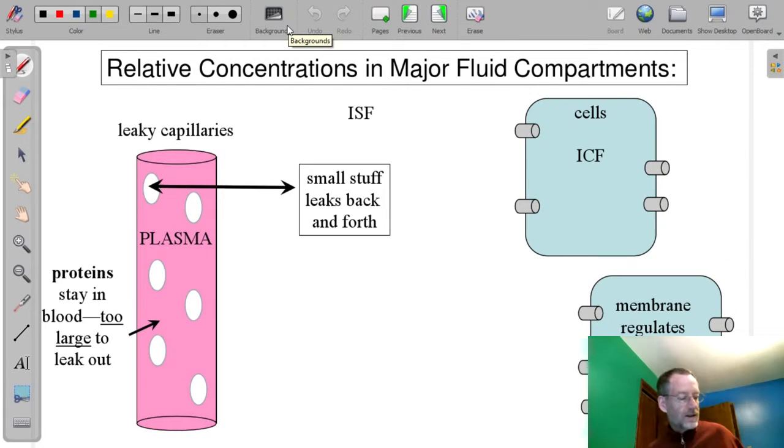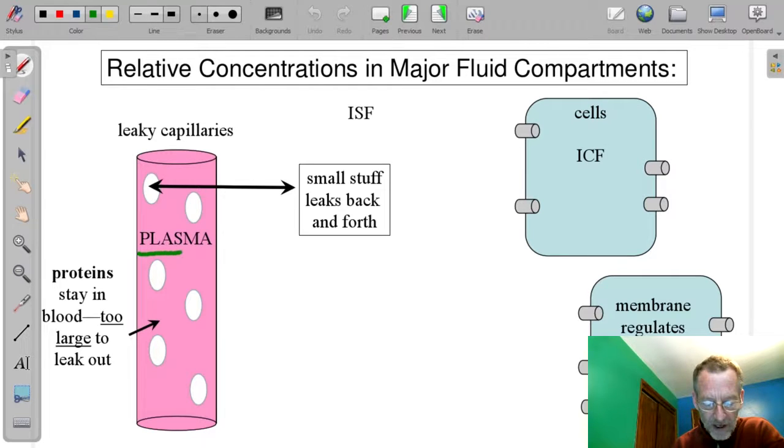So, the next slide. By the way, much of what we're doing in this part 2 of the kidneys we've already touched upon, so in some ways it's a review of some concepts. I put this slide together to show the idea of relative concentrations in these major fluid compartments.